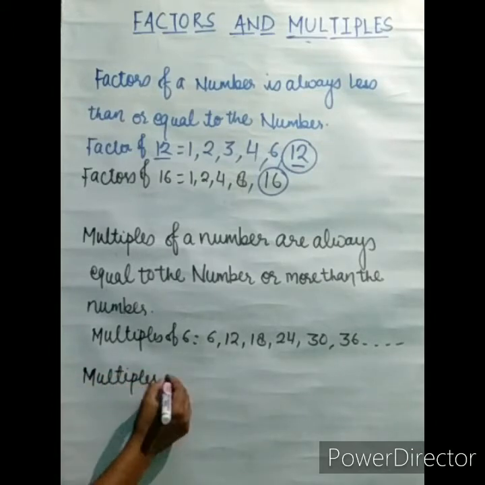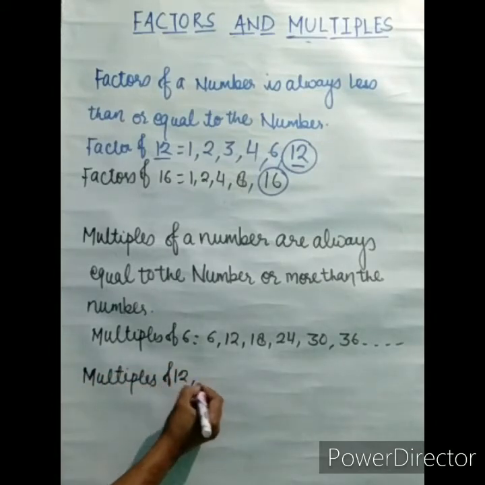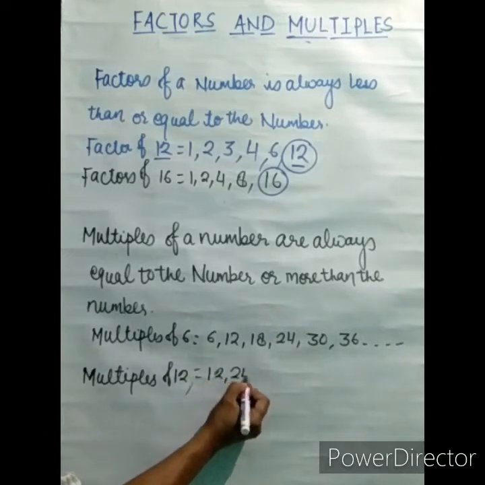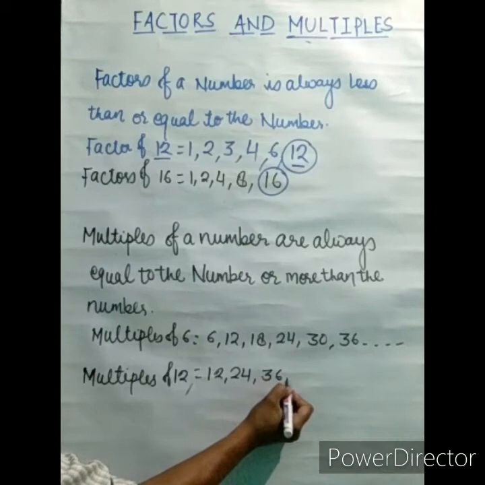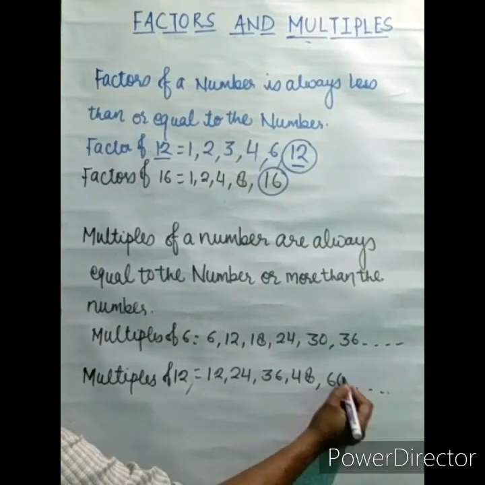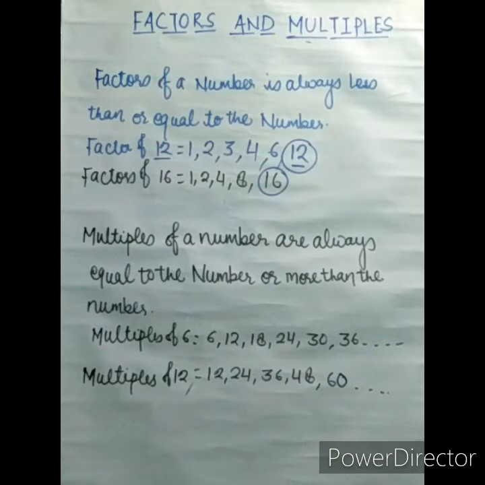Multiples of 12: 12, 24, 36, 48, 60. So what is the common thing? I told you if you are going to write multiples of any number, we need to write the table of that number. So 6, 12. What is the important thing here?